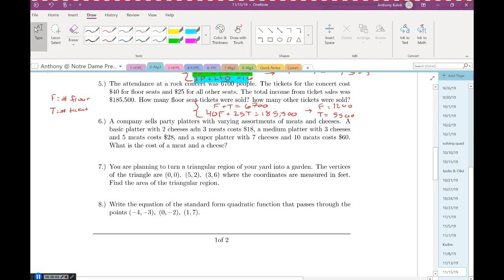How many variables do we have here? 2. We have the cost for a meat and the cost for a cheese. Okay? So how many equations should we write? 2. Okay? What's one equation? Okay, that's 1. What's another one we could write?